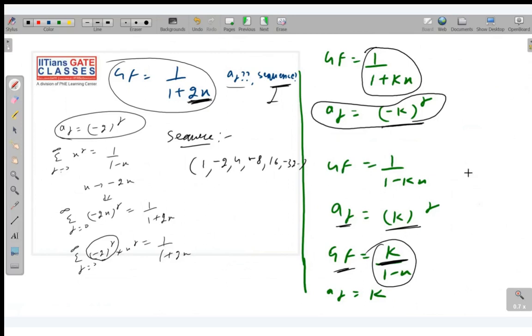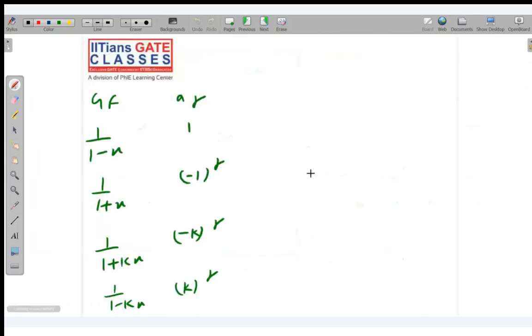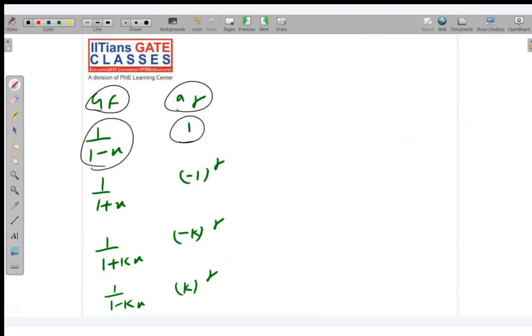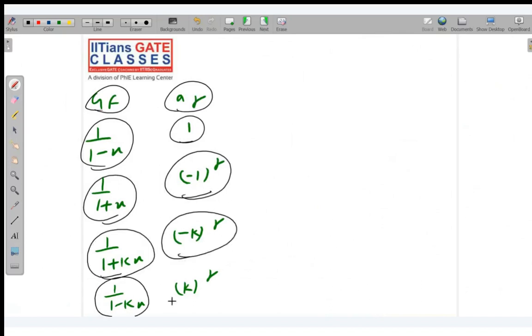So now take a snapshot, I will jump to the next slide. Now see this generating function and numeric function. 1 upon 1 minus x, it is 1. 1 upon 1 plus x, it is minus 1 power r. 1 upon 1 plus kx, minus k power r. 1 upon 1 minus kx, k power r only. Same thing I have just written again, so that you get more clarity.